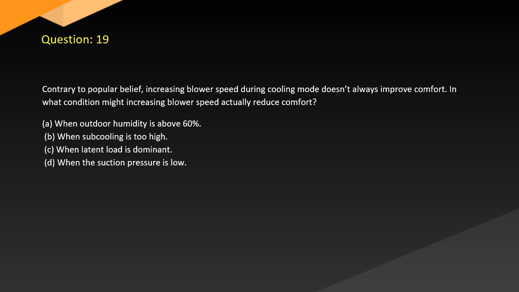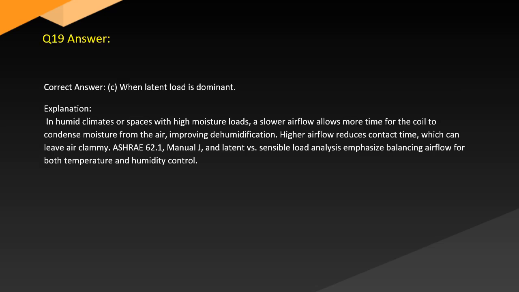Question 19. Answer. Correct answer: C. When latent load is dominant. Explanation. In humid climates or spaces with high moisture loads, a slower airflow allows more time for the coil to condense moisture from the air, improving dehumidification. Higher airflow reduces contact time, which can leave air clammy. ASHRAE 62.1, Manual J, and latent versus sensible load analysis emphasize balancing airflow for both temperature and humidity control.